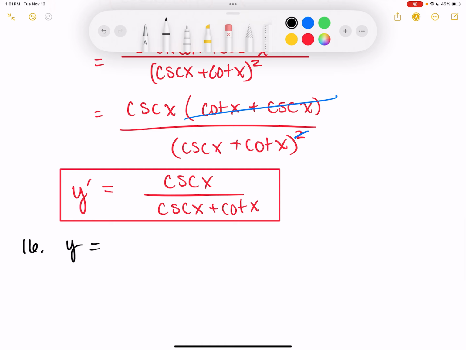All right, number 16. y equals x cubed times 2x minus 5 raised to the 4th.